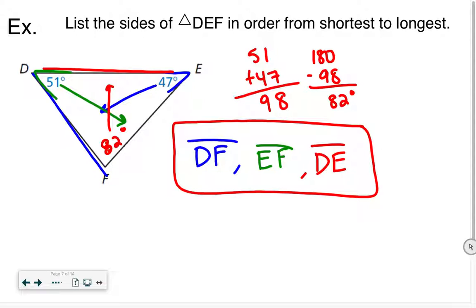Now, if it helps you to first list out the angles, go ahead and do so. But just make sure you are paying attention to, did they say list angles or did they say list sides? Because normally they're going to list for the one that you don't have pictured. Questions so far?